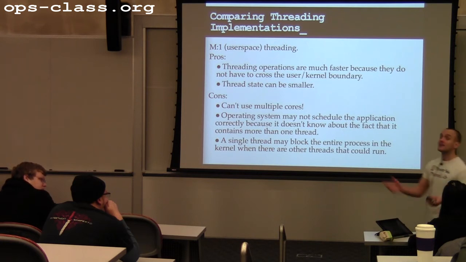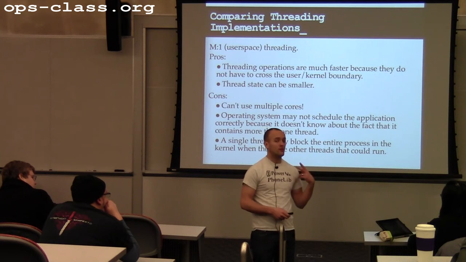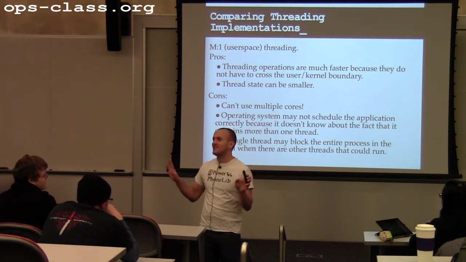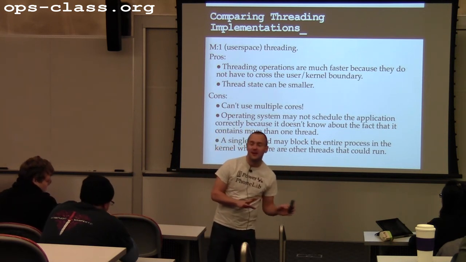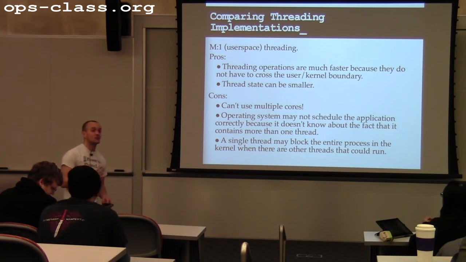Some kernels would wait for the process to do a system call or for a hardware interrupt to happen, or for the process to say, I'm done now. You can run somebody else, right? So there were systems that actually required that the processes yield control.